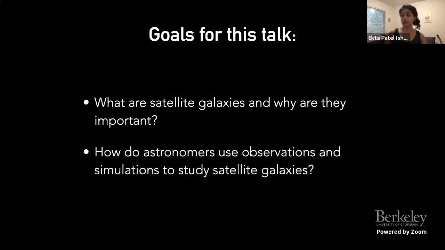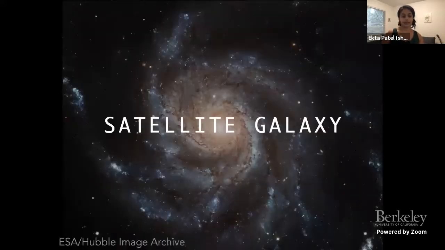So the goals for this talk are to explain to you what satellite galaxies are and why they are important. And then in the second half of my talk, I'll be giving you some details about how astronomers use both observational data as well as computer simulations to study satellite galaxies. So first, before I dive into what satellite galaxies are and why exactly they're important, I want to spend a little bit of time defining what I mean when I say galaxy.